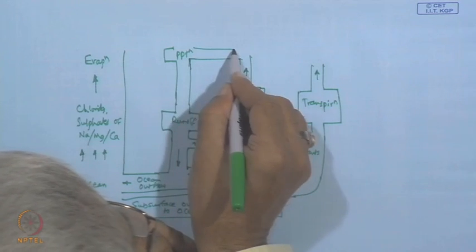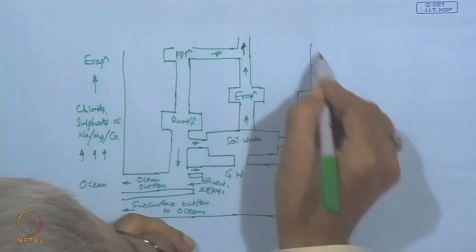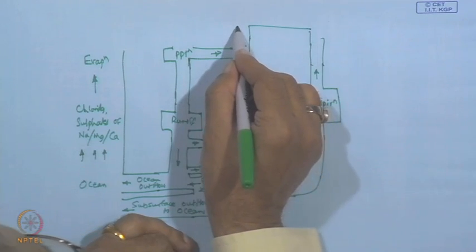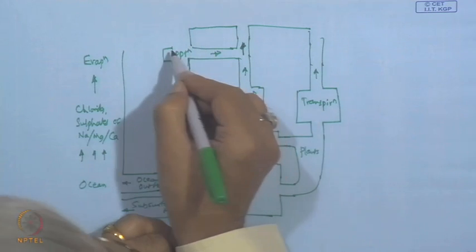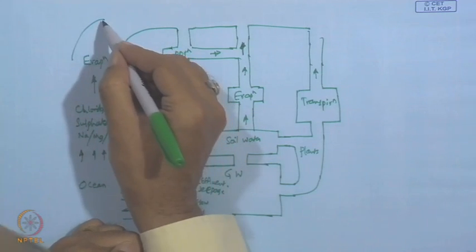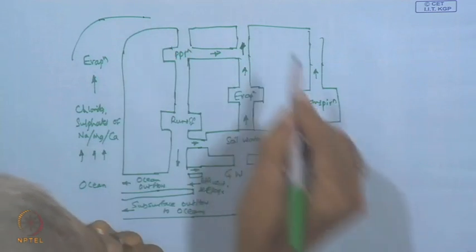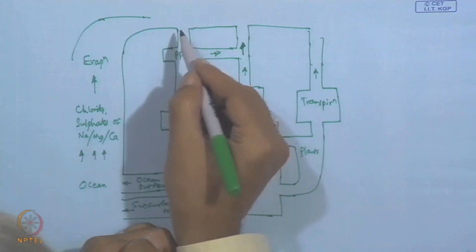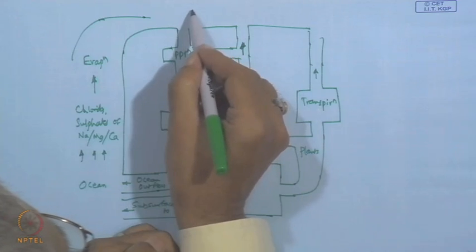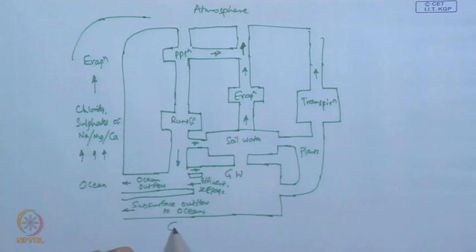From precipitation also there will be some evaporation, and here you have the atmosphere. So this is the geochemical cycle of surface water and groundwater.